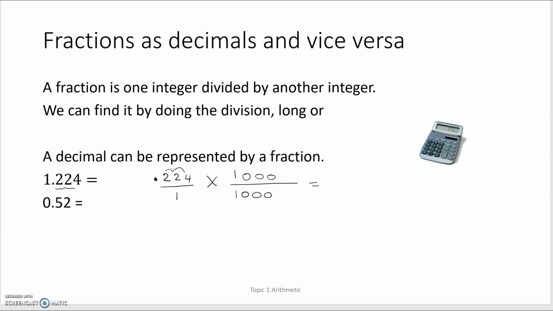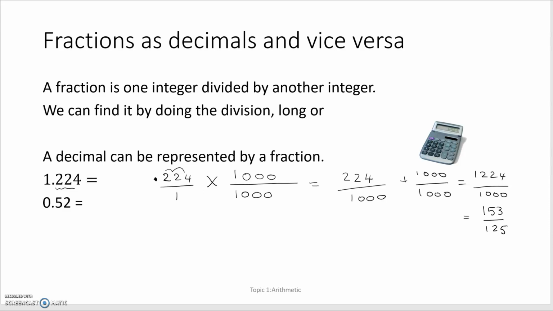So that our 0.224 would be 224 over 1,000. And then we'd have to add on the 1, which would be 1,000 over 1,000, which then would give us 1,224 over 1,000. And then we could divide it by various numbers to simplify it, in which case we would end up with 153 over 125.